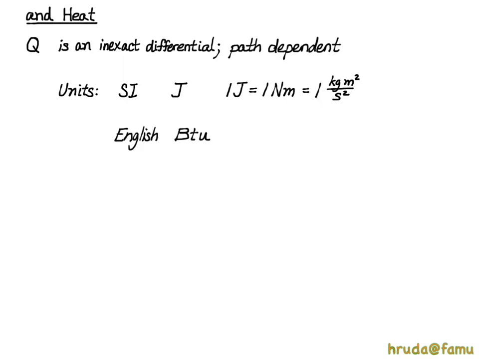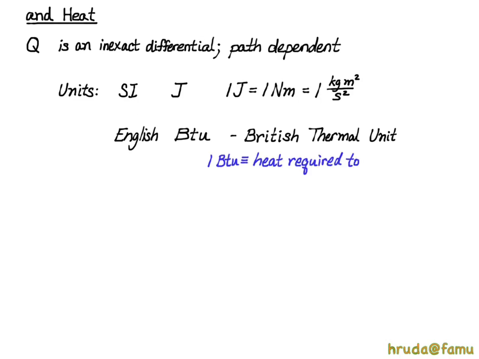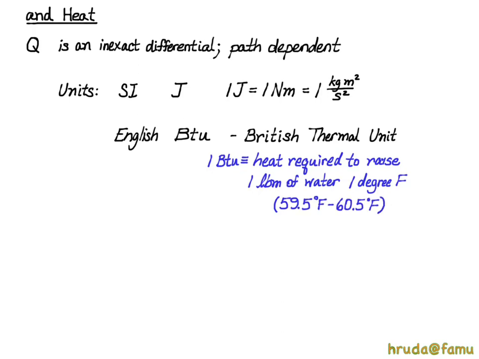The English units for heat would be the BTU, or the British thermal unit. Now, a British thermal unit is the heat required to raise 1 pound mass of water 1 degree Fahrenheit. It's not any degree. It is specifically from 59.5 degrees Fahrenheit to 60.5 degrees Fahrenheit. And that is the definition of a British thermal unit.